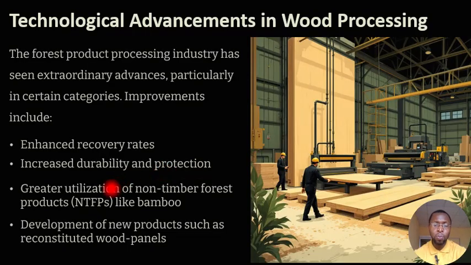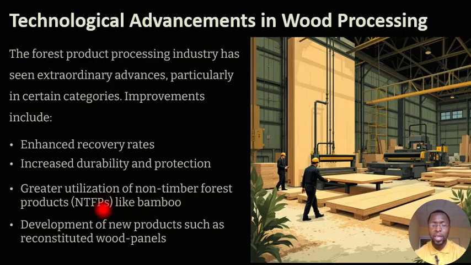Technological advancement in wood processing has also helped in the utilization of NTFP, that is non-timber forest products like bamboo. With the technological advancement, bamboo has been put into use for different purposes. Initially, bamboos were not something that was reckoned with in the wood industry many years ago. But with the advancement in technology, these non-timber forest products have been put into use.